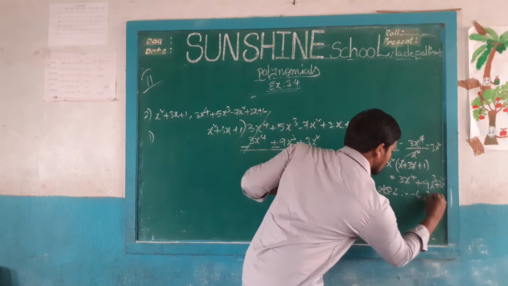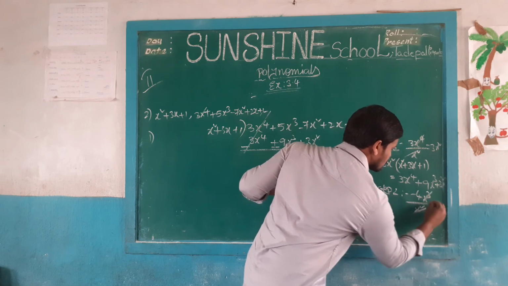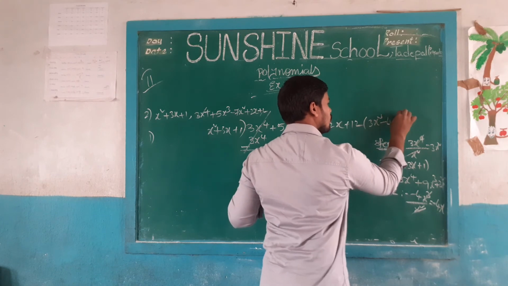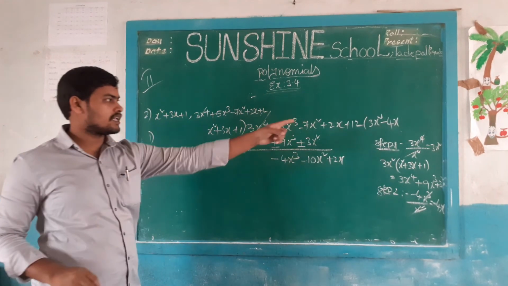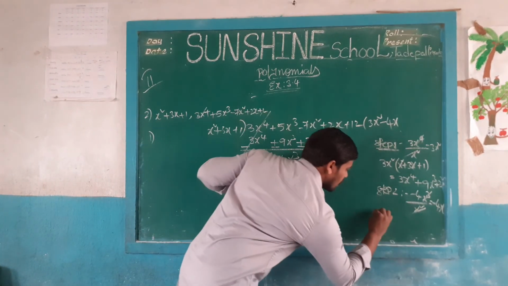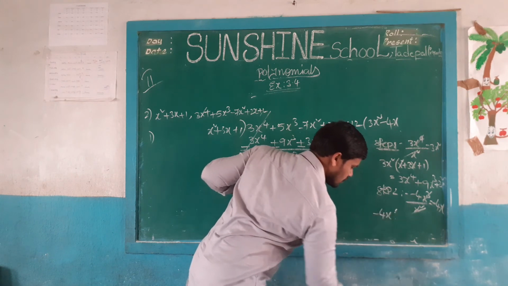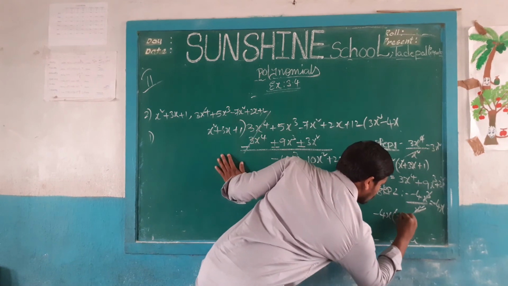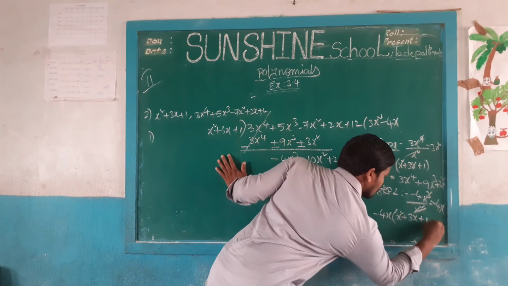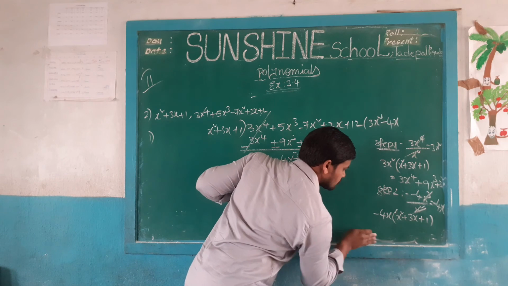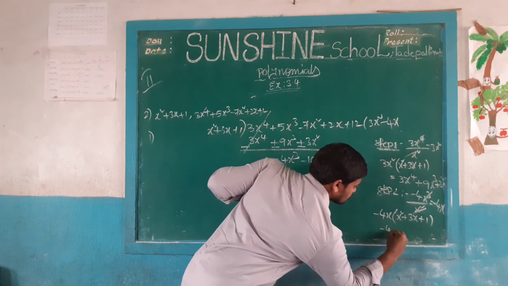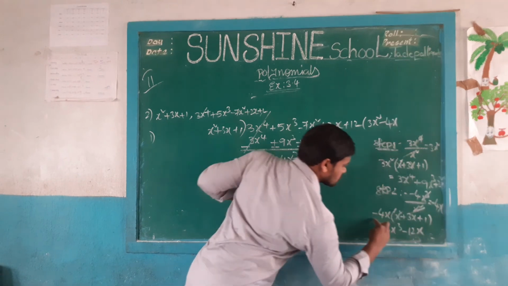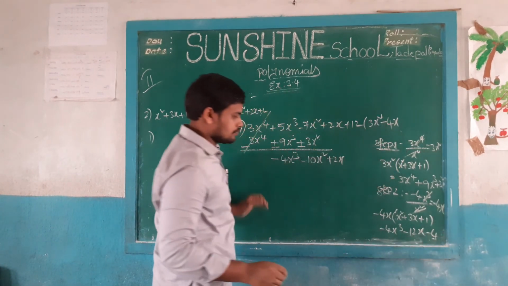Minus 4x cube by x square. X square cancels, that equals minus 4x. Write down the minus 4x. So multiply minus 4x with g of x. What is the g of x value here? G of x value is x square plus 3x plus 1. Minus 4 into x cube. Minus 4 into 3, 12x. Minus 4.